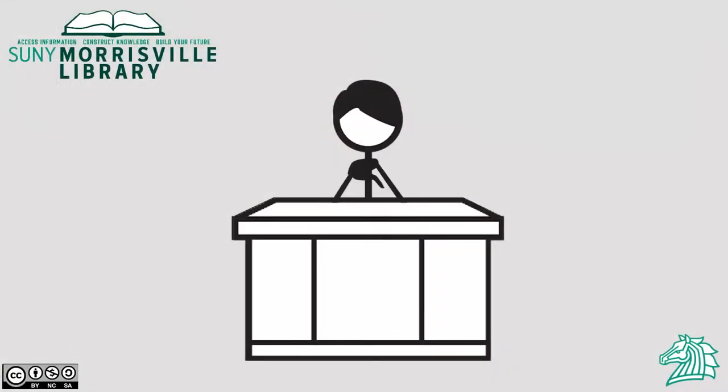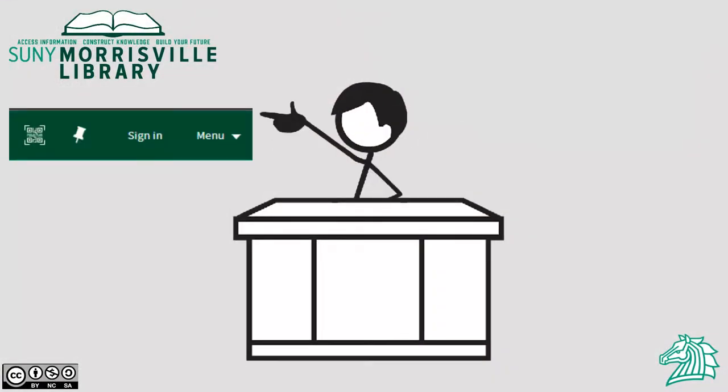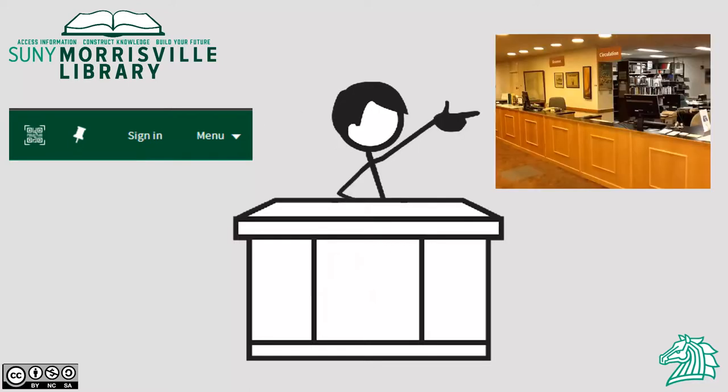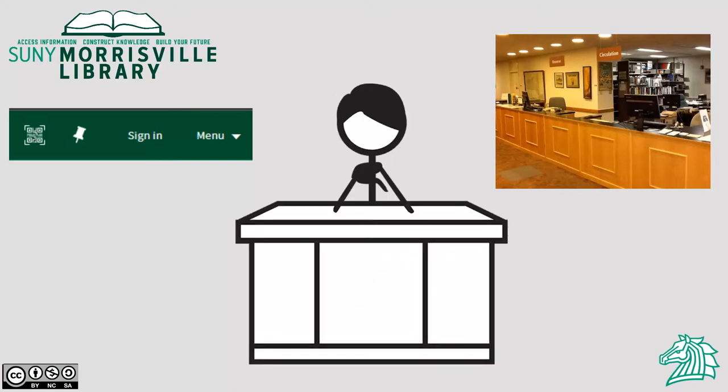Digital items like articles will be in your library account usually within 24 hours. Physical items like books can be picked up at the Morrisville Library Circulation Desk, and you'll get an email once it arrives.